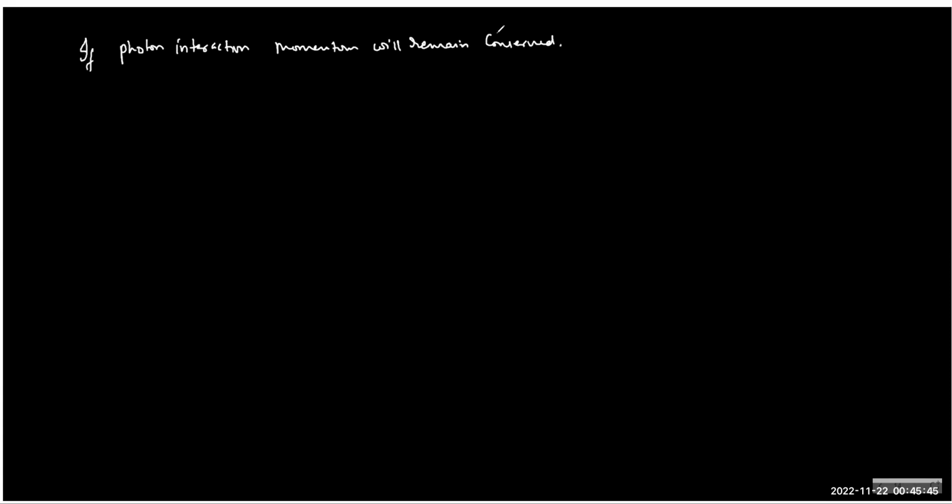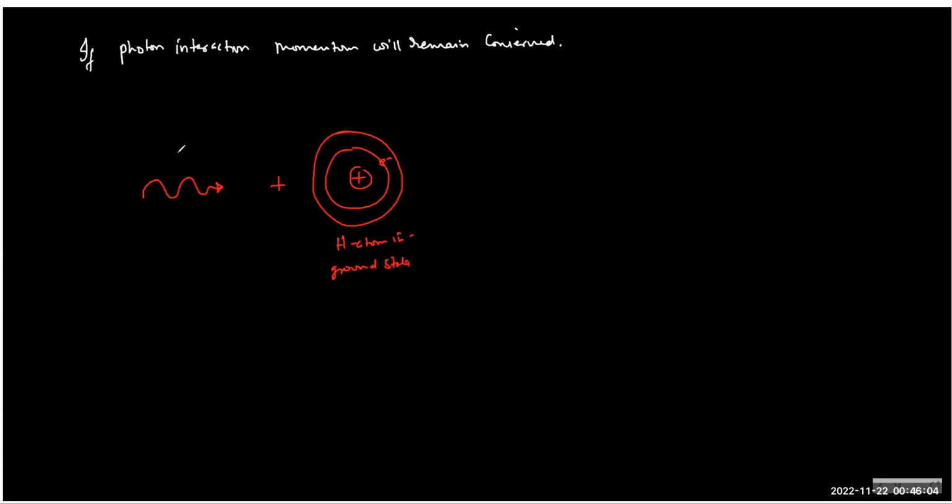So let me draw this diagram. The situation is we have a photon, and we have an H atom in the ground state. The photon will have energy h nu, and it will have momentum h by lambda, or E by c, or h nu by c. So you can write the way you want. So from conservation of linear momentum, what can you write here? Tell me. Before collision, what is the momentum? Only h by lambda, isn't it? Yes.